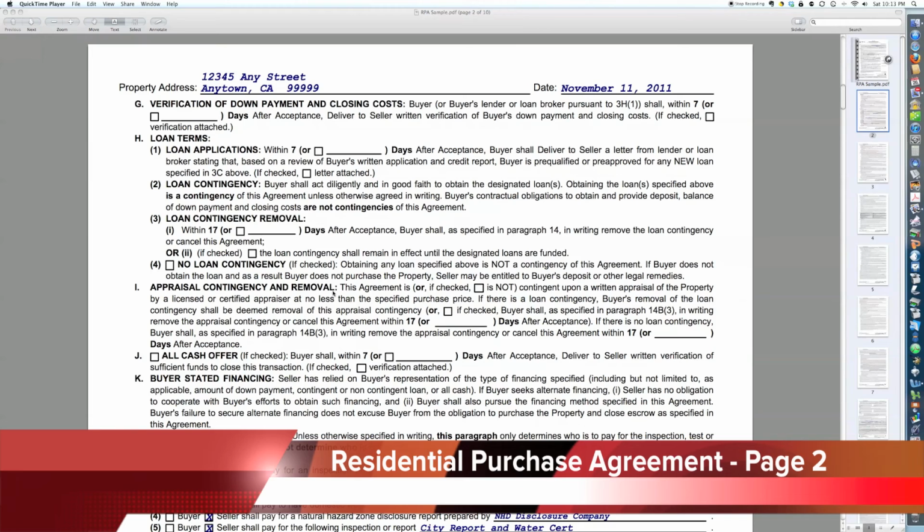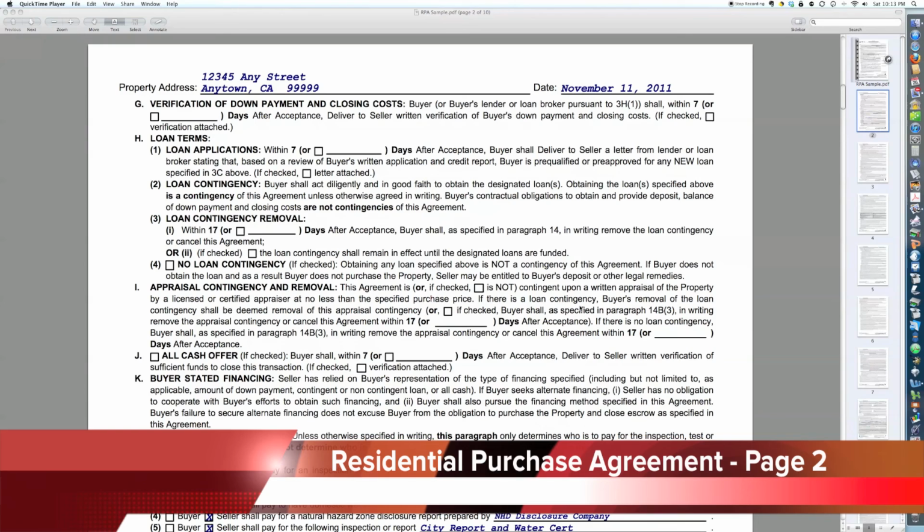3I, appraisal contingency and removal. Again, this agreement is, or if checked is not, contingent upon a written appraisal, and that it appraises at no less than the specified purchase price. So if the appraisal is done and it comes back and says, well, this property is not worth $650,000, it's worth $625,000, then the buyer has the option to back out of the contract.